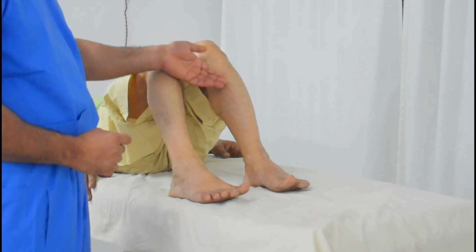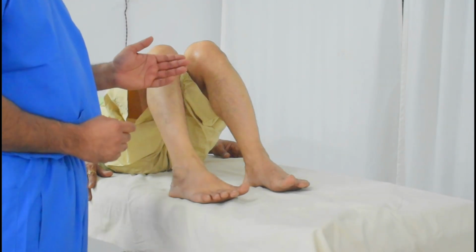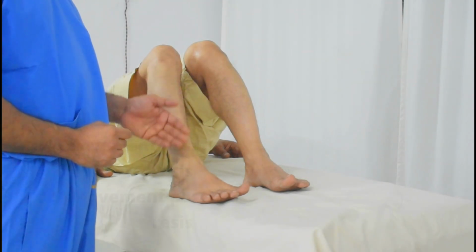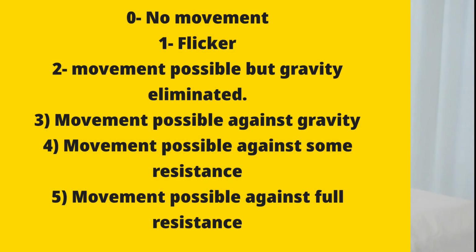As per the Medical Research Council scale, known as the MRC scale, 0 stands for paralysis, 1 stands for flicker movement, 2 stands for movement present but gravity eliminated, 3 stands for movement possible against gravity also. 4 is that the movement is possible and the examiner applies some resistance, but it is less on one side as compared to the other. Against full resistance, the patient is not able to make the movement. Grade 5 is normal, when the examiner applies full resistance and still the patient is able to do it equally on both sides.